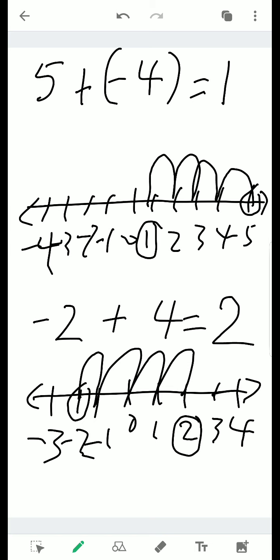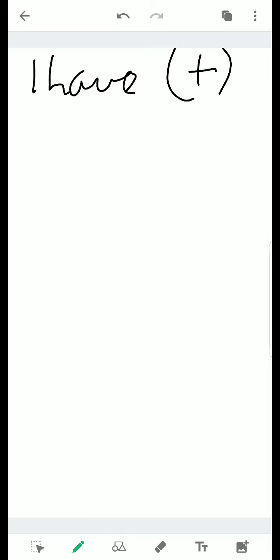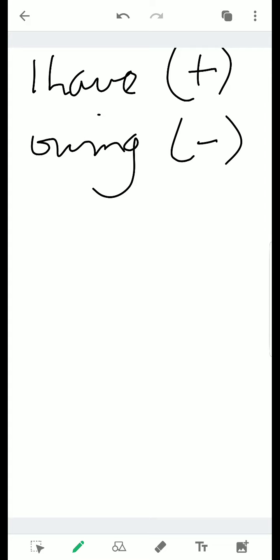But if you don't want to use the number line, we can use the terms "I have" and "owing." I have means plus. Then owing means negative. Okay? So let's say 4 plus negative 7.